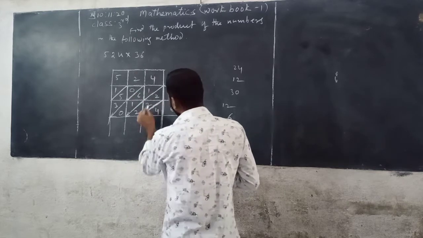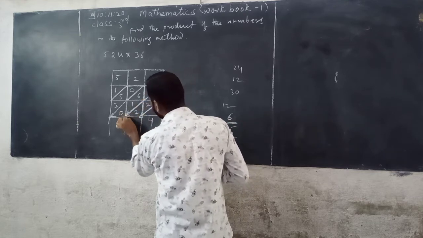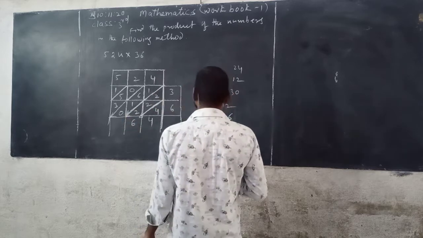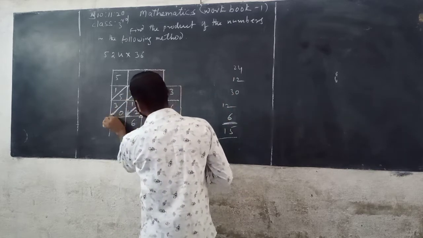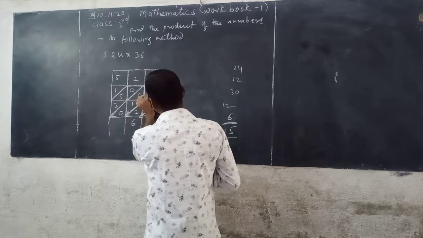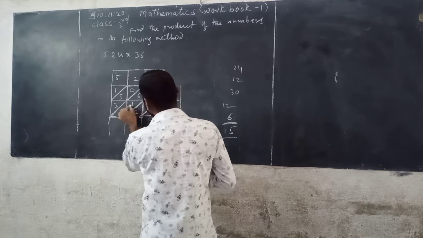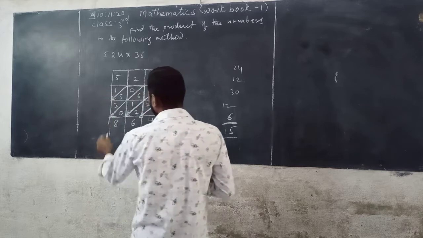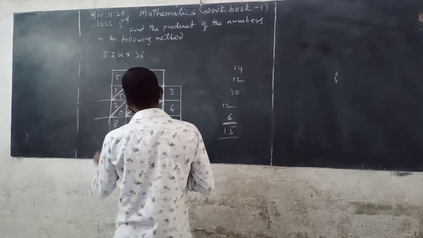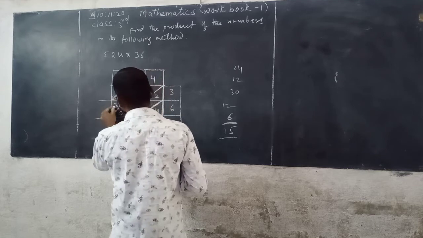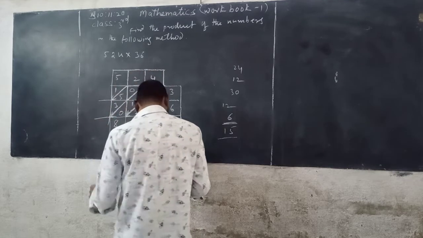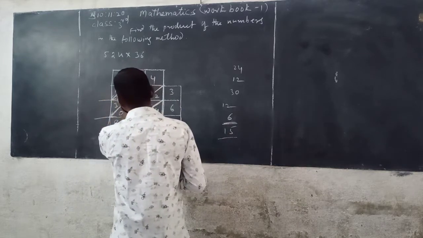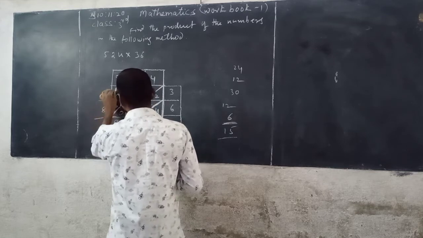Now here you can add along the diagonals: 2 plus 2 is 4, 4 plus 2 is 6. Now next we can add this: 1 plus 6 is 7, 7 plus 1 is 8, 8 plus 0 is 8. Now next, 0 plus 5 is 5, 5 plus 3 is 8. You can write it here, not here. Now you can write 1.